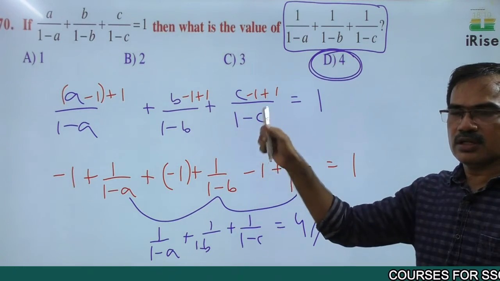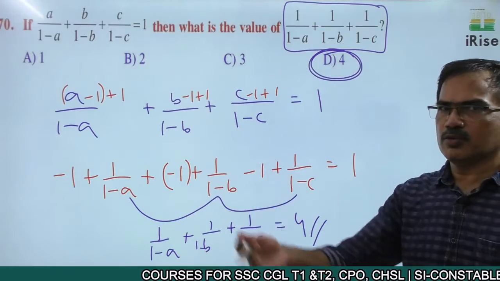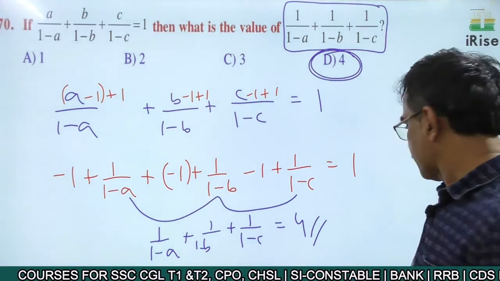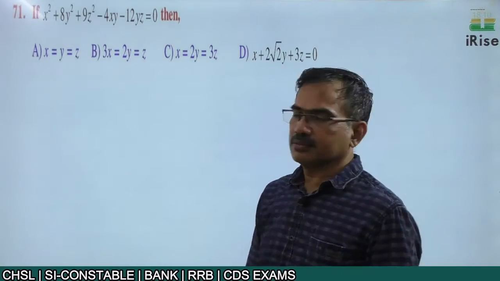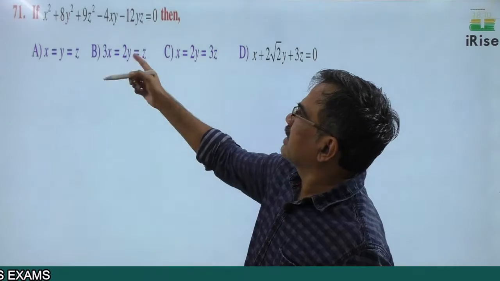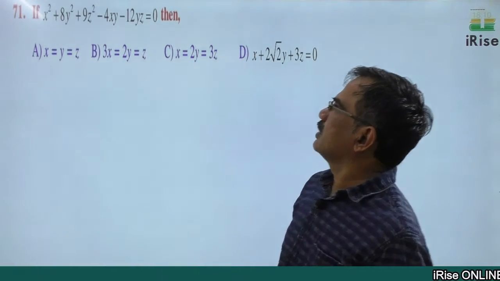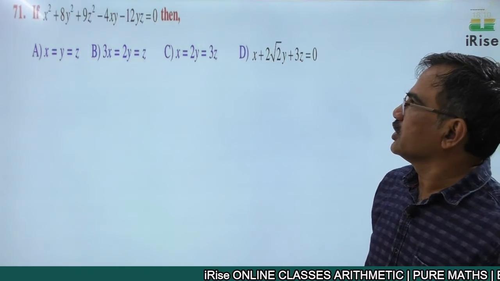Okay, there are different questions based on this concept. I want to solve a few more questions based on this. Next one. If x square plus 8y square plus 9z square minus 4xy minus 12yz is 0, then what is the condition?